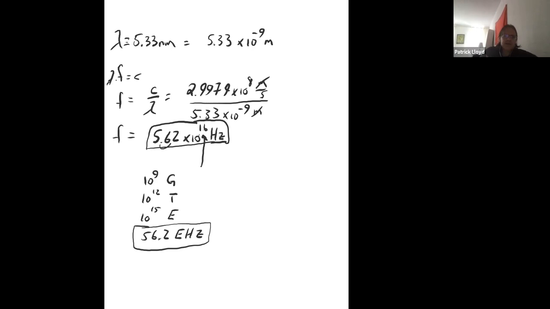Let's see, what do they want it in? I'm just going to look at what their answer is. 5.62. Oh, peta. I'm sorry, not exa, peta. P is peta. 10 to the 15 is peta. So if you have 5.62 times 10 to the 16, that is equal to 56.2 times 10 to the 15. And then 10 to the 15 is peta. My mistake. Exa is 10 to the 18th. Okay? So petahertz.